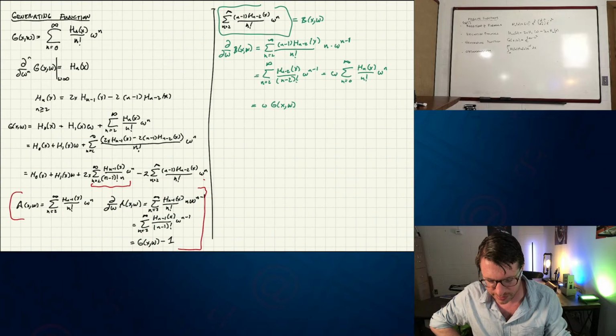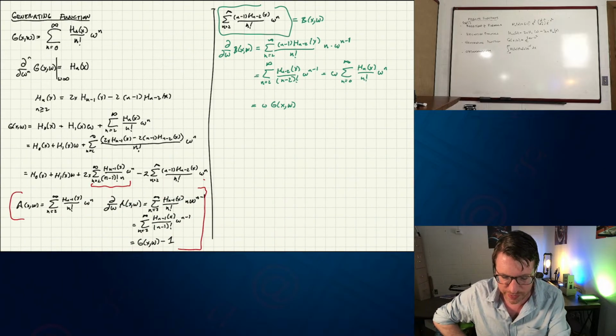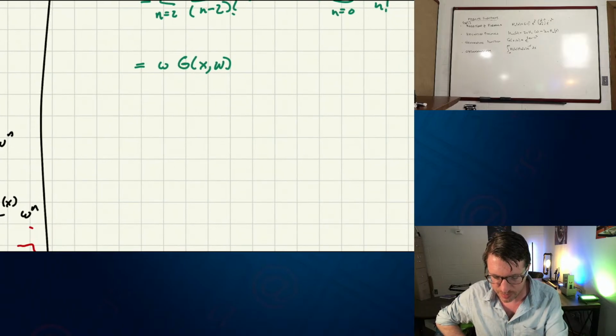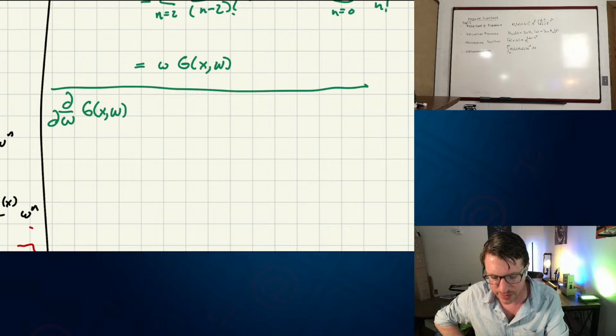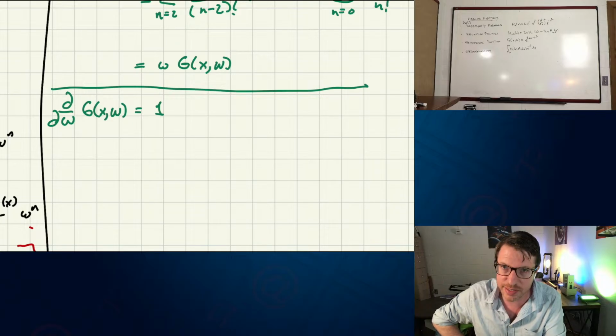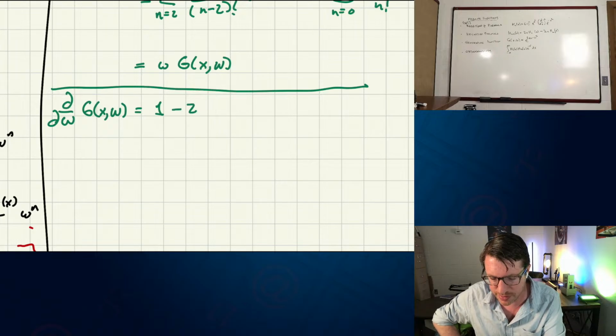So what we find is that if we take the partial derivative of this guy with respect to w, we end up having an expression in terms of g(x,w) in these two terms. And so let's go ahead and do that. So we have the partial derivative with respect to w of g(x,w) is equal to, well, remember we had h naught, which is just 1, and then we had plus h1 of x times w, and h1 of x is 2x, and so this times w.